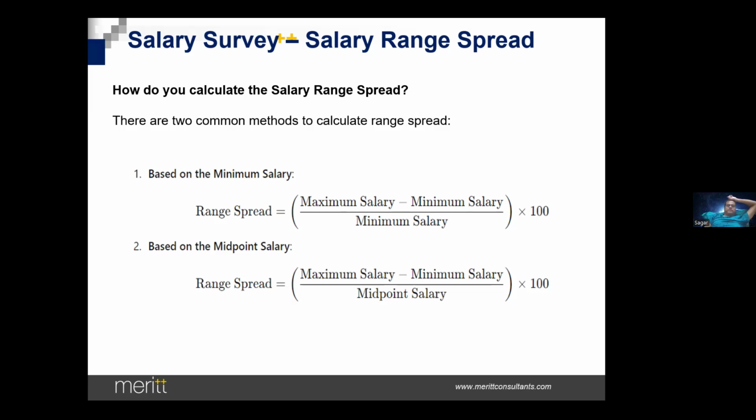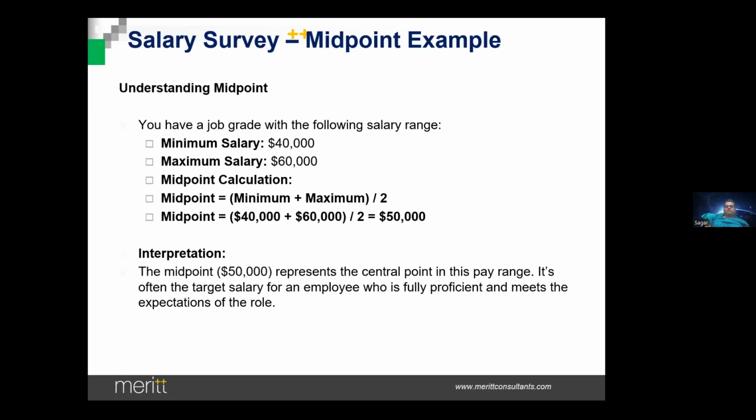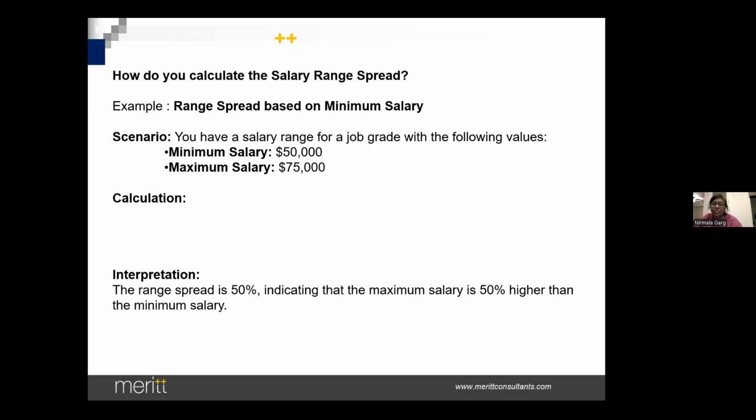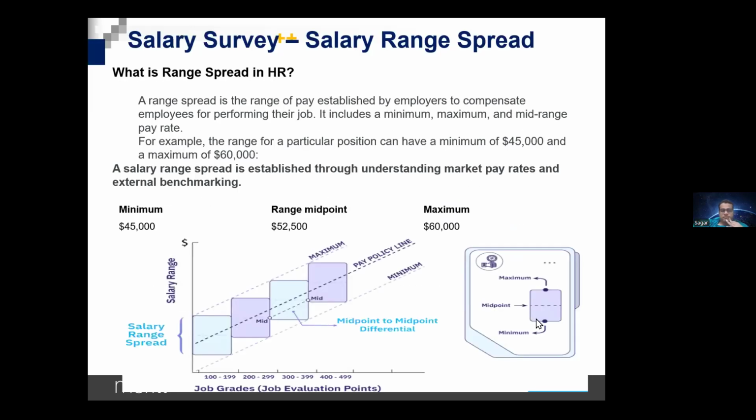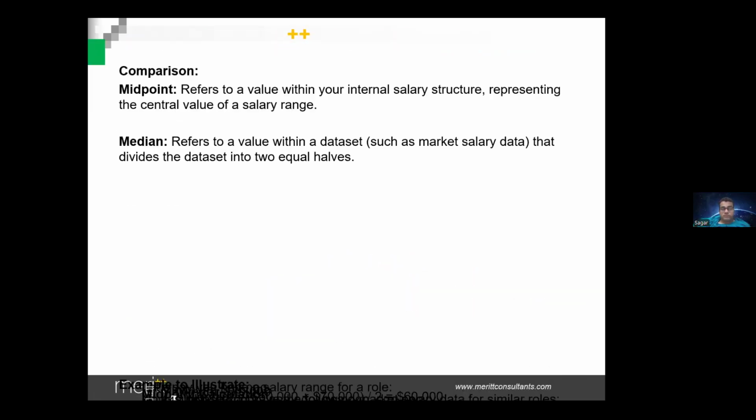It is 50%. And sometimes you want to calculate a spread differently. Let me show you. Now you calculated the spread from the entire minimum to maximum. But you can also calculate the width from the midpoint to the maximum, and from the midpoint to the minimum. So then the formula for that is this one.